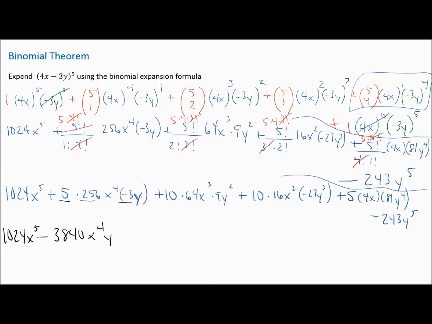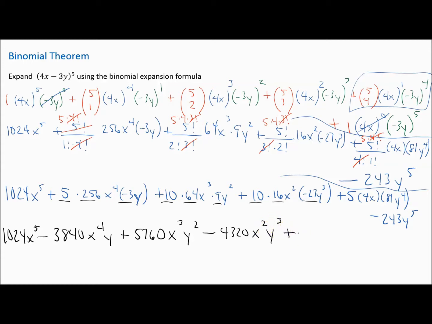So we're good. Now here again I'm multiplying 10 times 64 times 9, which is 5,760. It's positive. Okay, x to the 3rd, y squared, plus I'm multiplying 10 times 16 times negative 27. That's not positive, that's negative, so I should have put minus. Now 10 times 16 times 27 is minus 4,320. Look at my exponents. I got an x squared and a y to the 3rd.